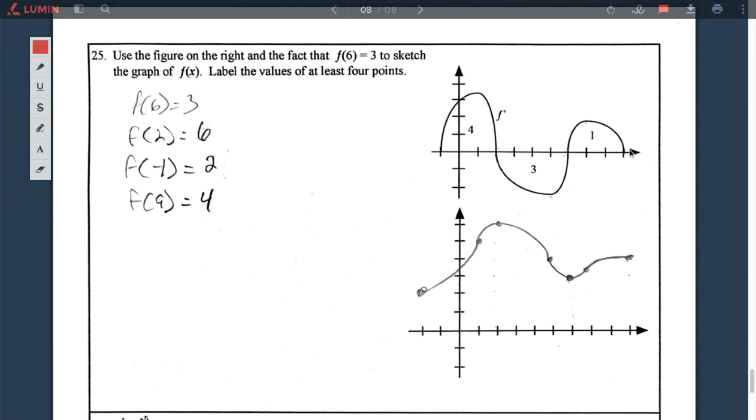So f of 6 is right here. So that means I can find 7, 8, 9. I can find f of 9, which is right there. I can find f of 2, which is right there. And I can find f of -1, which is right there. So if I'm starting off with 6, and then I go to the right, 3 plus 1 gives me 4, so that means f of 9 is going to be 4.